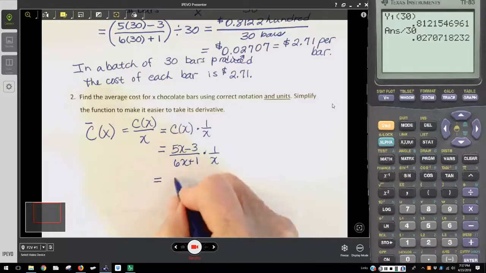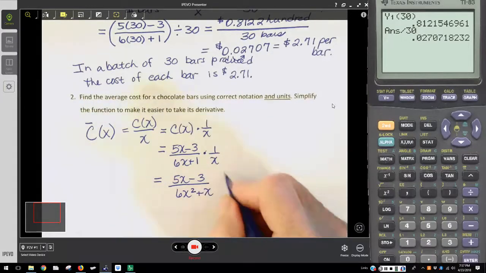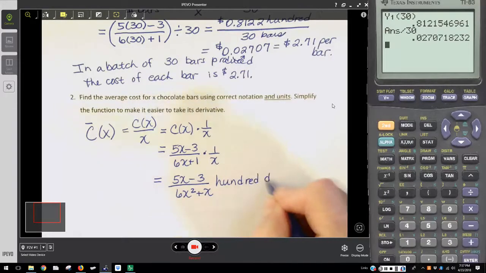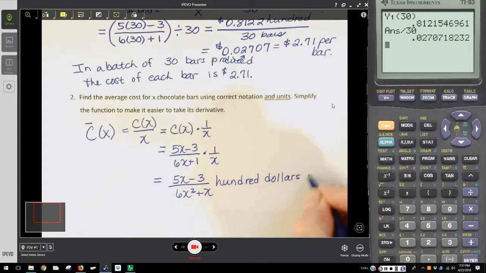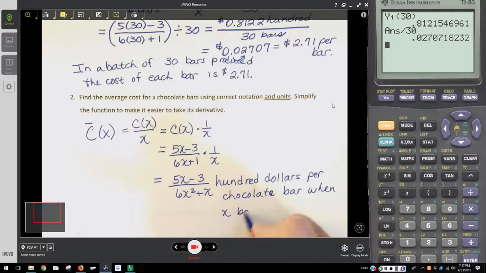which gives us 5x minus 3 over 6x squared plus x, $100 per chocolate bar, when x bars are produced, or for a batch of x bars.